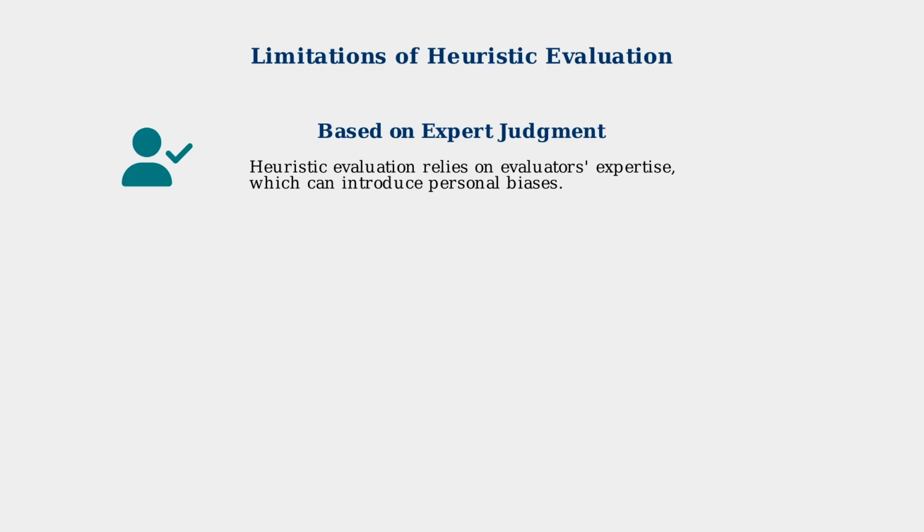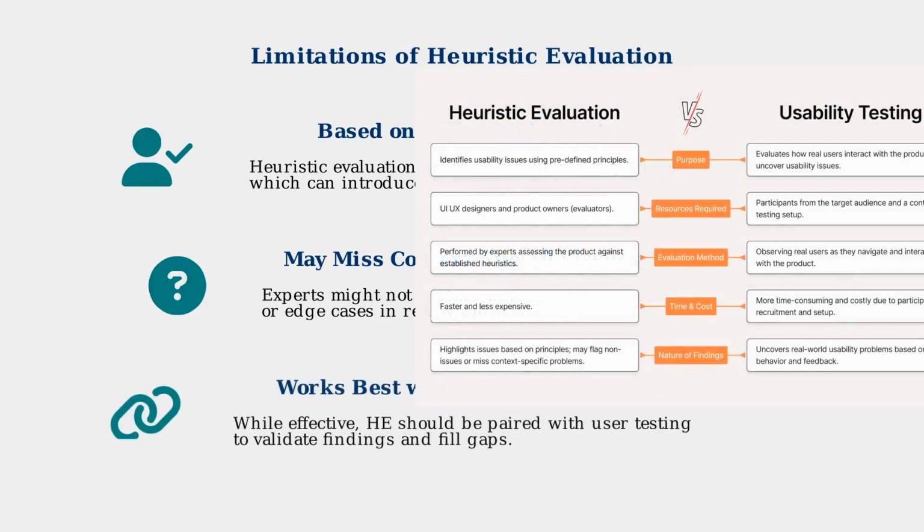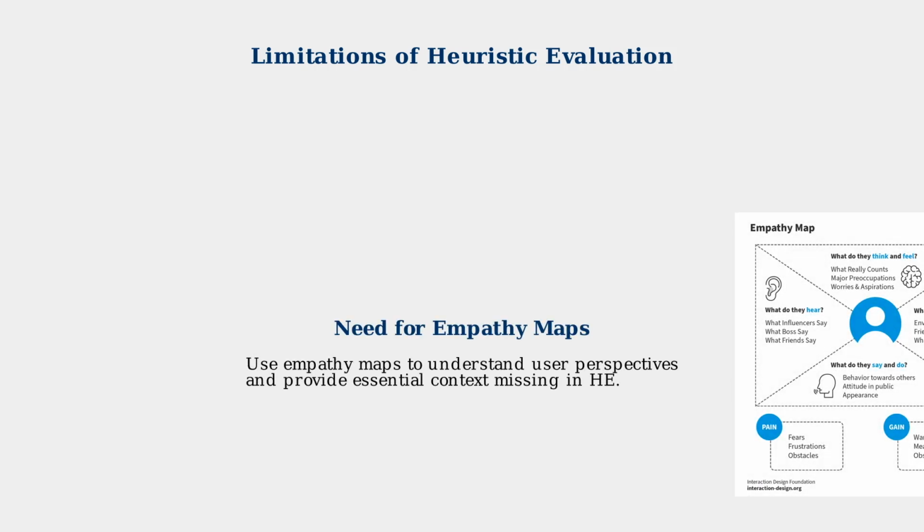While heuristic evaluation is a powerful tool, it has important limitations. It's based on expert judgment, which can introduce personal biases, and may not always align with diverse user experiences. Heuristic evaluation can miss context-specific issues that only emerge in real user interactions, such as unique workflows or environmental factors. For best results, heuristic evaluation works when combined with usability testing. This comparison shows how they differ in purpose and approach. To address these limitations, incorporate empathy maps to provide deeper user context and ensure evaluations are more comprehensive.